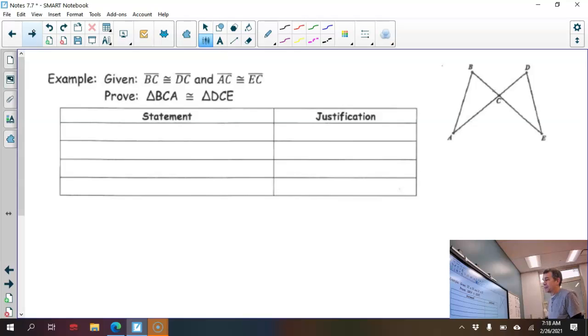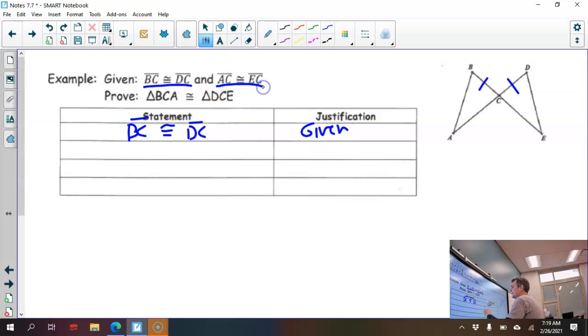All right, so let's look at a proof real quick that does this. This should be a pretty easy proof. I have been given some stuff, and I want to prove that these 2 triangles are congruent to each other. So I've been given that BC is congruent to DC. Let's go ahead and write that down. BC is congruent to DC, and that was given. And I've been given that AC is congruent to EC. Let's go ahead and mark that down. Now, you could actually put those in the same statement and just have one statement that says this and this are true, and it's given. I chose to do it in 2, but it's no big deal either way.